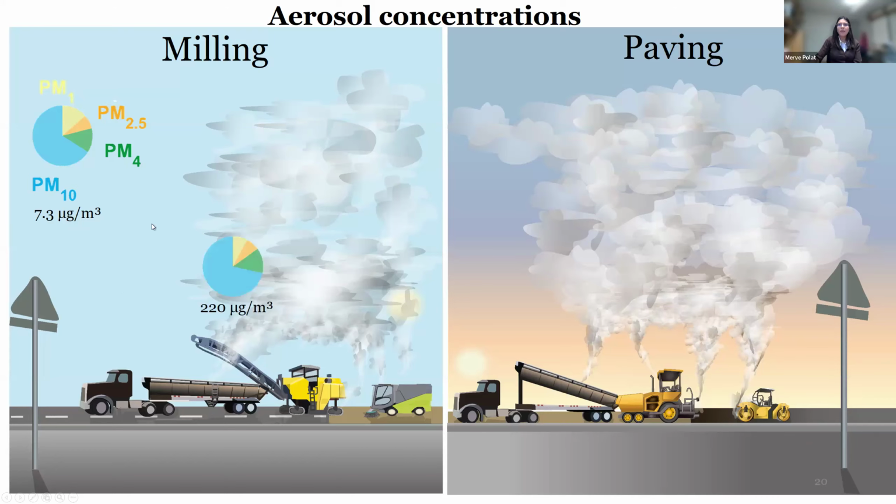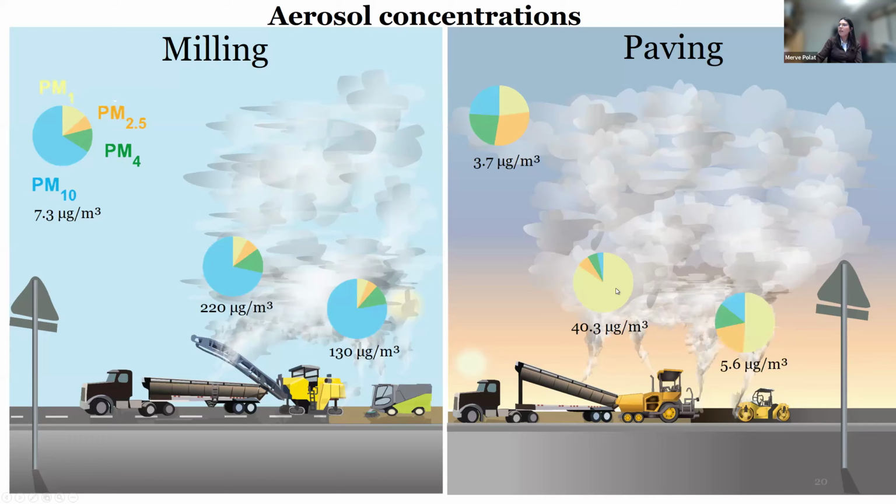So one thing I want you to notice is this is the background, what we start out with. When we start milling, this increases right here. So we have many more coarse particles, big particles. And then when we're sweeping, we have even bigger particles. When we then look at the paving site, we have a different background. But what happens is when we start paving, this PM1 increases. These are the small particles, PM1 particles, and you see them increasing, and then you have a little less here. And if you look at the numbers here, this is quite high for small particles.